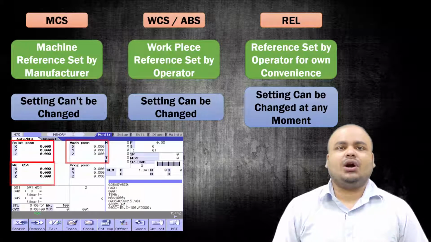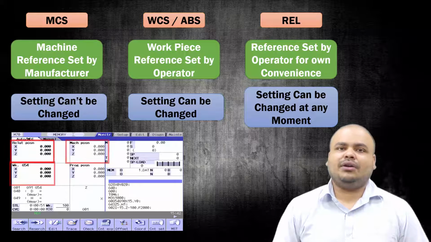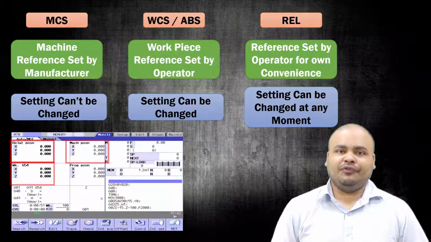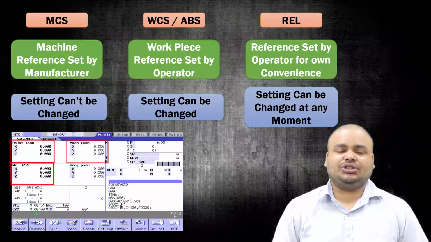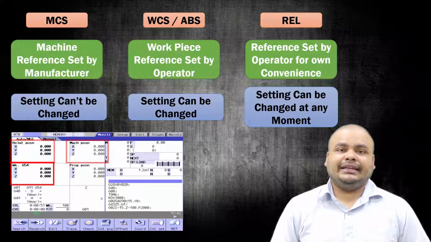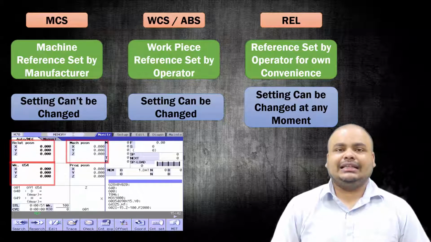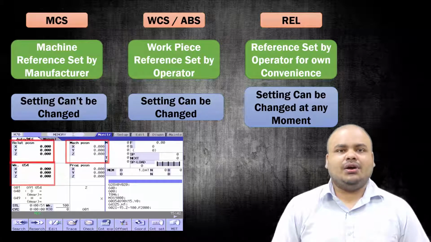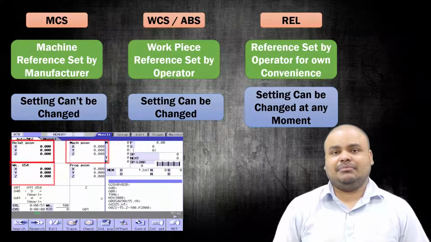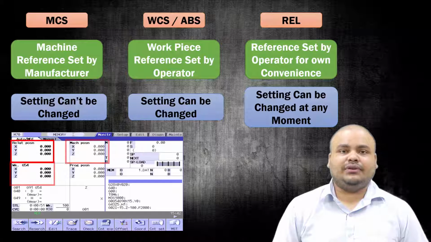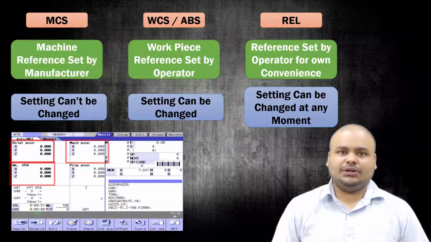And next is what? Work coordinate system. Work coordinate system means the job we will place on the bed of the machine or in the vise, and in which we are going to do the operation. That job or workpiece reference point, when we set it, that particular point is known as work coordinate system, and sometimes it is also known as the absolute value in FANUC controllers.